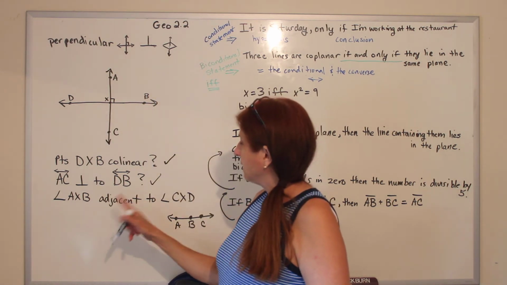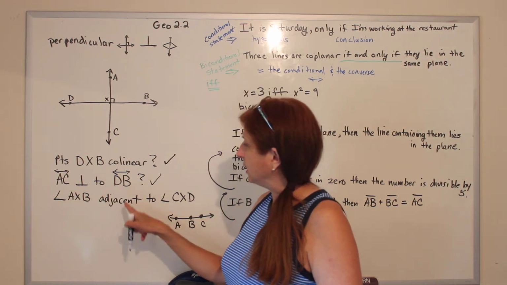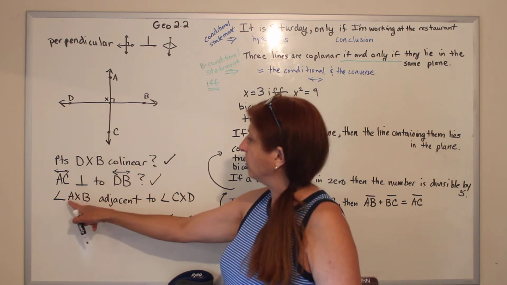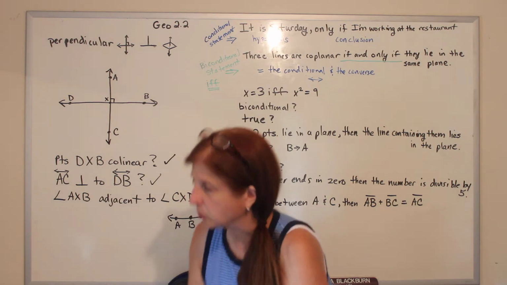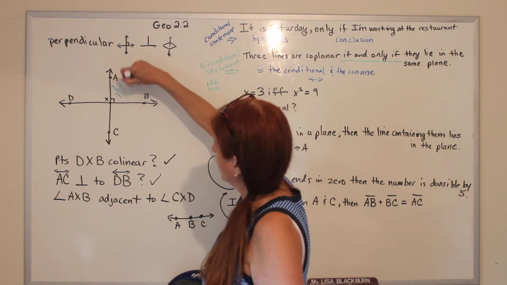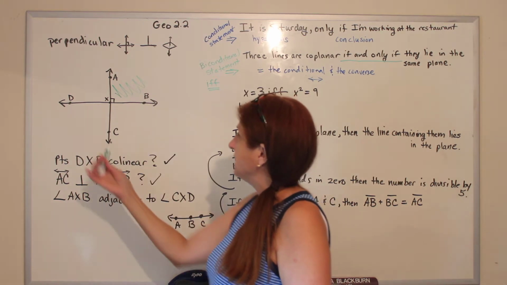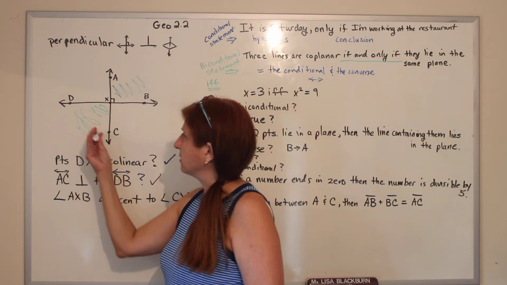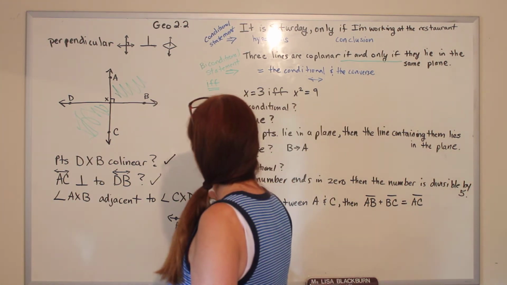And then the next question is, is angle AXB adjacent to angle CXD? So angle AXB is that one. Look, we'll color it green because we're not coming back here. It's that angle right in there, adjacent to angle CXD. All right, so there it's colored green too. So is it? The answer is no.